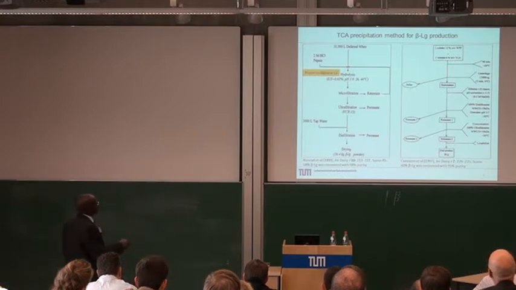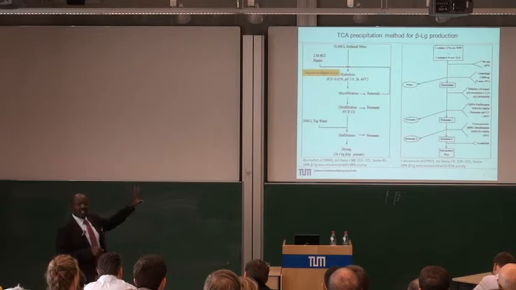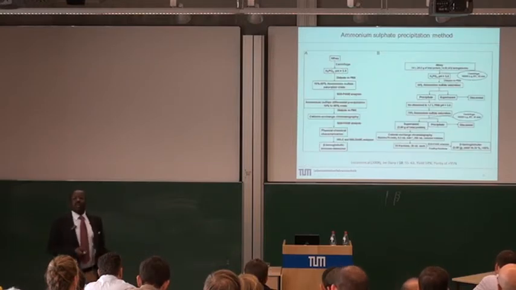That means to remove the extra alpha-lactalbumin. And they were able to, in combination with membrane technology, also get about 68% beta-lactoglobulin with a higher purity, about 98%. This is using TCA to get rid of the other proteins and purify beta-lactoglobulin. Let's go to the second method which is available, that is use of ammonium sulfate.